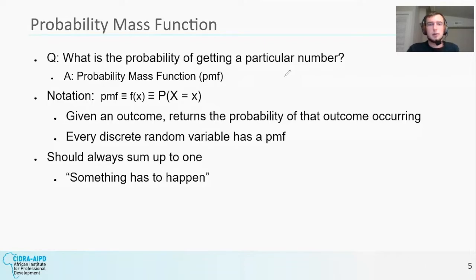Every discrete random variable has its own PMF. If there are outcomes of experiments that generate numbers, there's going to be some distribution that they follow. It's just figuring out exactly what that is. They should always sum up to 1, because the PMF represents the probability of you getting a particular number. If you add up the chance of getting all particular numbers, that is the exact same as something in your sample space happening, like your experiment having any result. So it's going to be a probability of 1, because something has to happen.